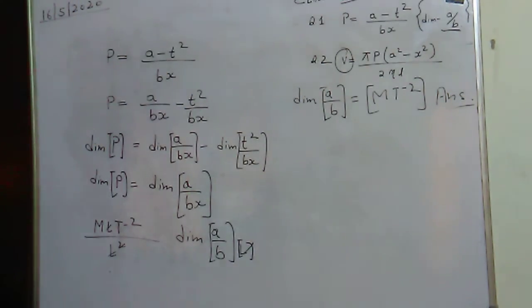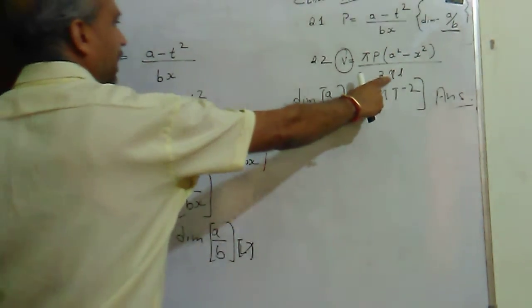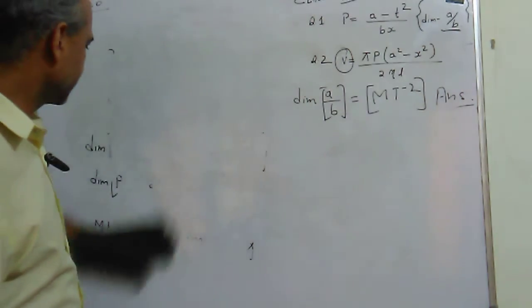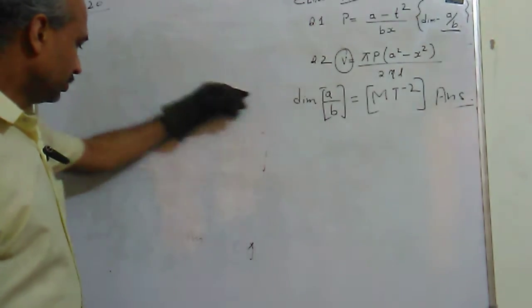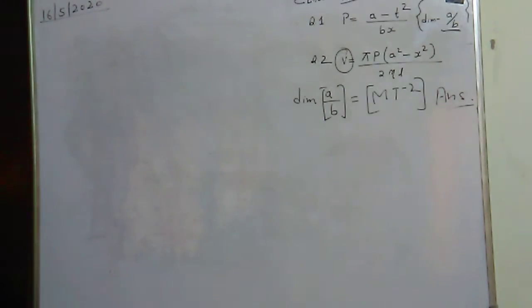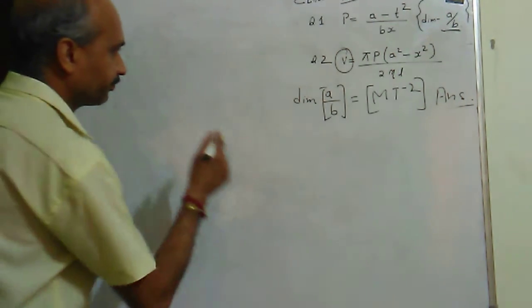Now coming to question number 2. In question number 2, we have to find out the dimension of this V. V is the velocity, eta is the coefficient of viscosity, A is the radius and X is the distance. So we need to find the dimension. Let us take the terms as they are. First of all, we have to find the dimension of eta, but let us take the equation as it is first.